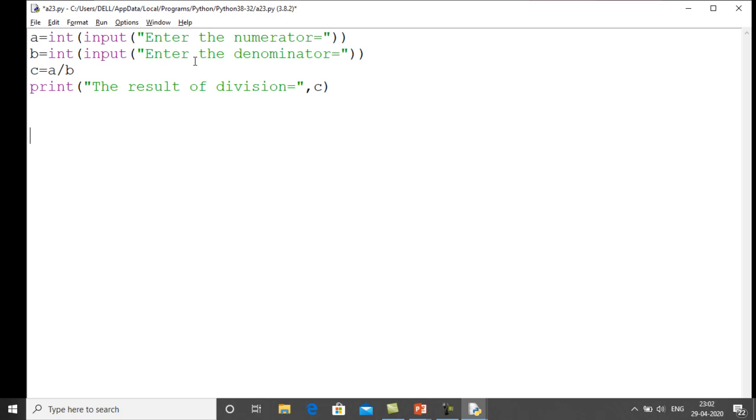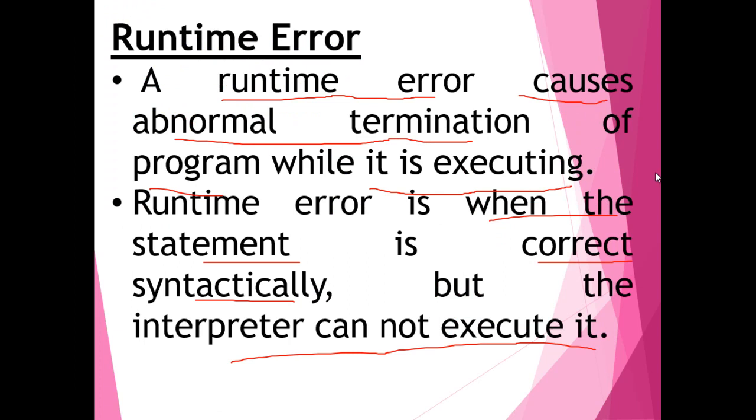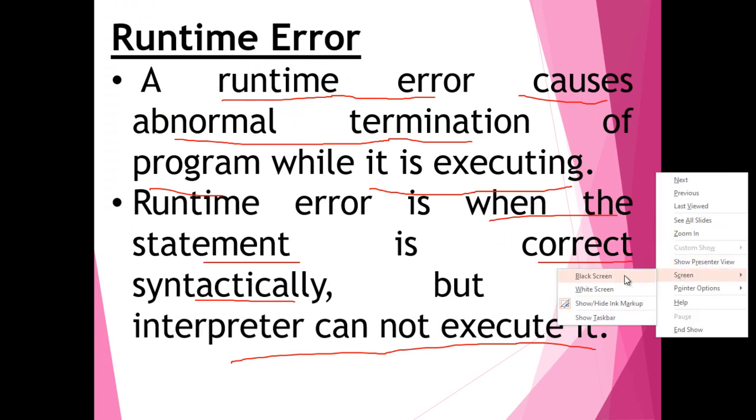Let me explain how the runtime error occurs in this code. I will open the black screen first, and then I will explain why the runtime error can arise in this program. Suppose the user entered the value of a as 8, and the value of b is entered as 2, right?